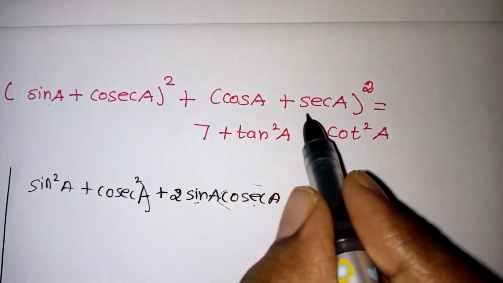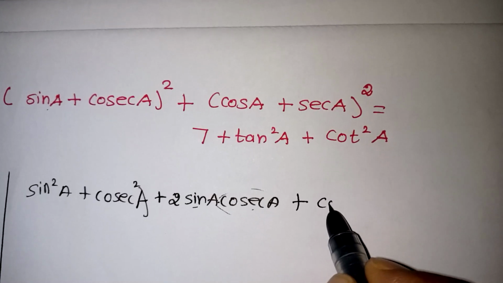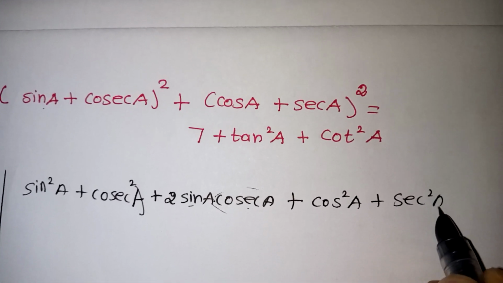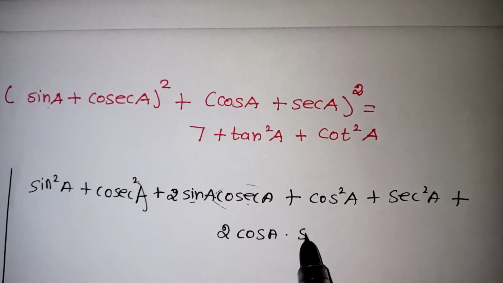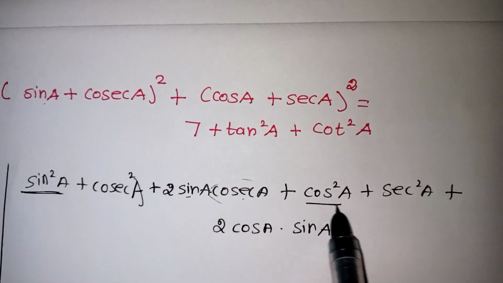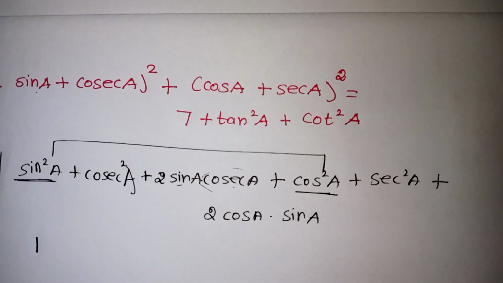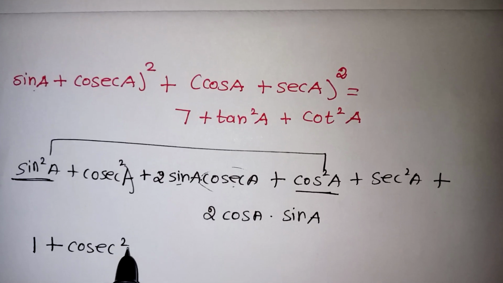So here also A plus B the whole square. A is cos A, B is secant A. So A squared is cos squared A, B squared is secant squared A, plus 2AB, 2 into cos A secant A we should write. Here this is sin squared A, this is cos squared A. Sin squared A plus cos squared A will give you 1. So let us write the 1 plus this cosecant squared A, you keep as it is.